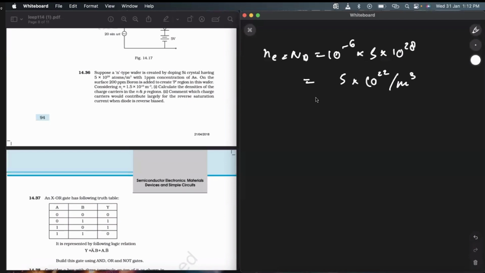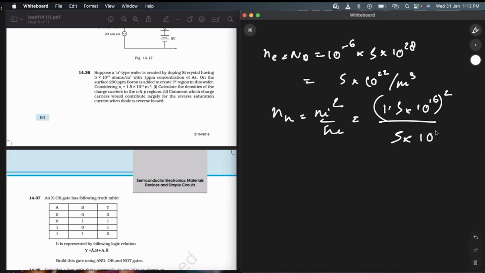Alright. The number of minority carriers in N type is Ni square upon N electron. It will be 1.5 into 10 to the power of 16 the whole square divided by the N electron, which will be 5 into 10 to the power 22. We have found it here. So if we calculate this, we get 0.45 into 10 raised to power of 10 per meter cube, the density of holes. Alright. Now if we want to make a p type wafer, then the number of holes will be higher.